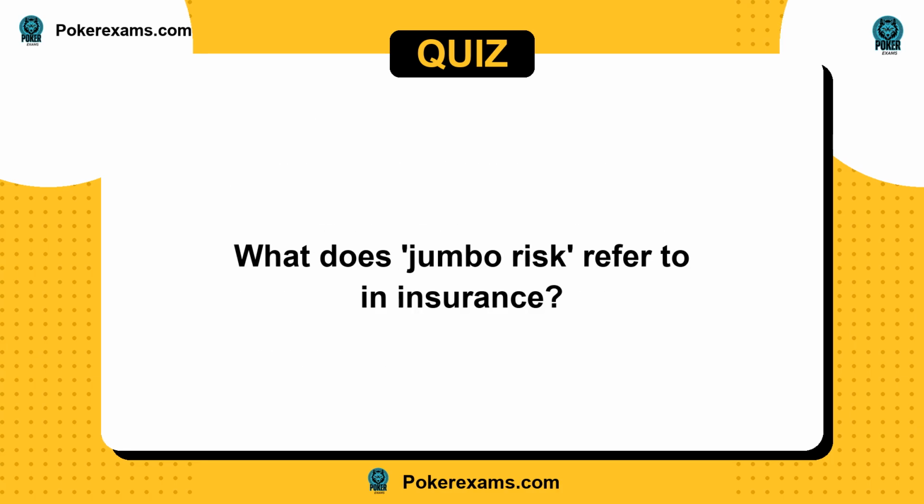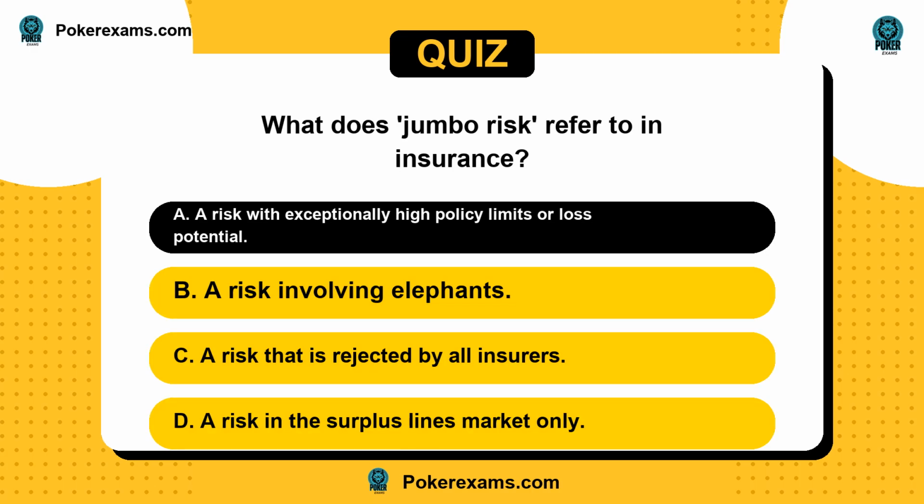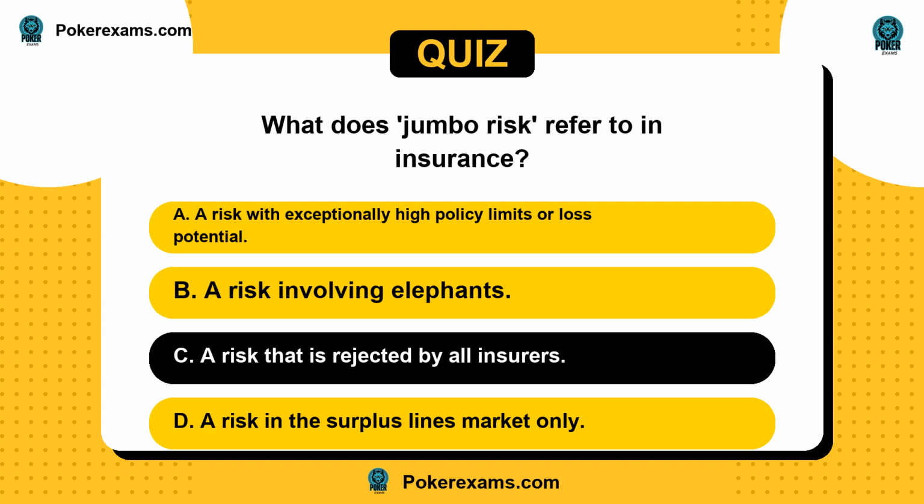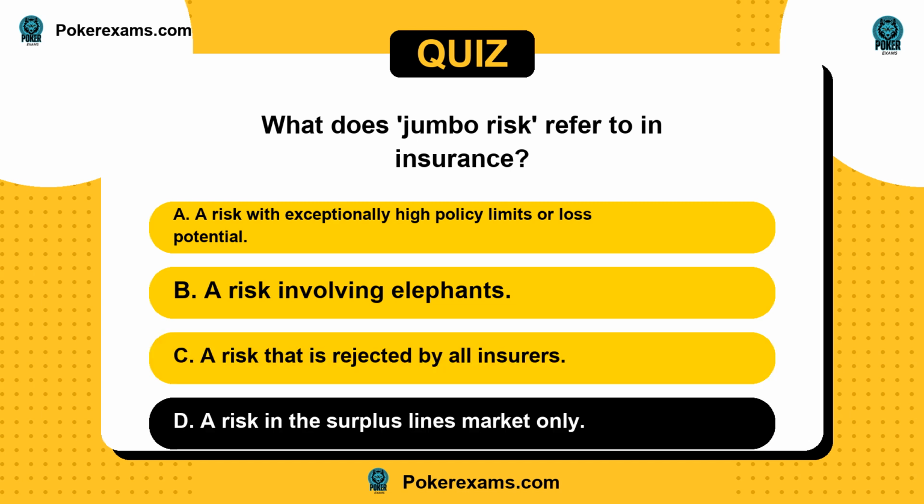Next question. What does jumbo risk refer to in insurance? Is it A, a risk with exceptionally high policy limits or loss potential? Or B, a risk involving elephants? C, a risk that is rejected by all insurers? Or D, a risk in the surplus lines market only?